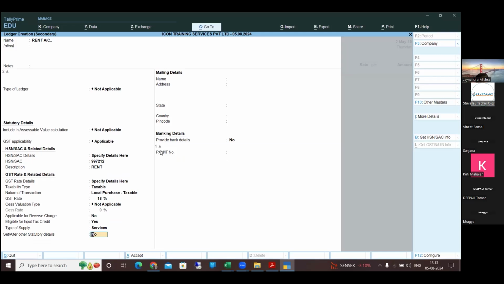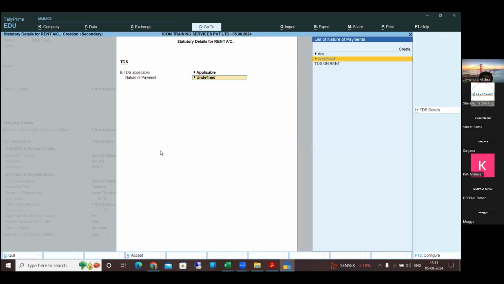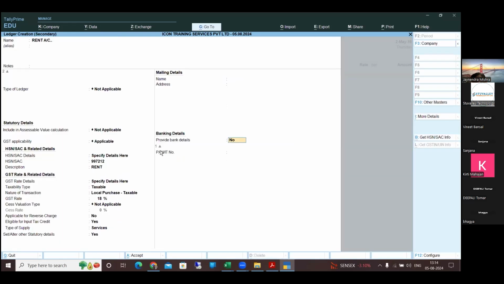Set alter other statutory detail. This option you have to activate if you want to deduct TDS. Yes, we want to deduct TDS, so make it yes. TDS applicable? Yes, applicable. We are paying rent. Under which section? 194I, TDS on rent. Done.